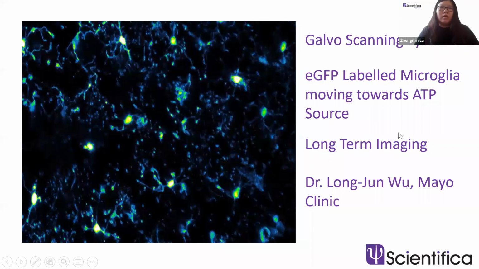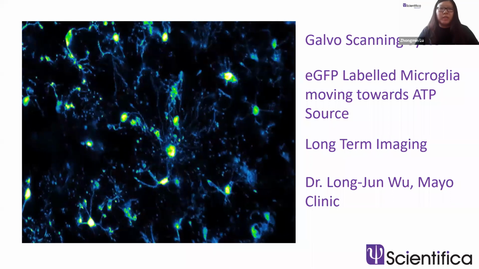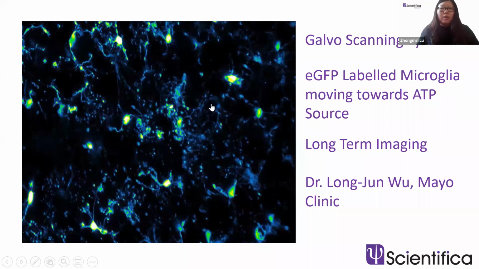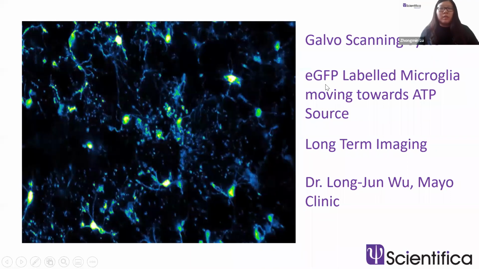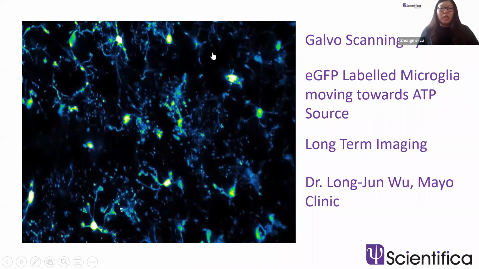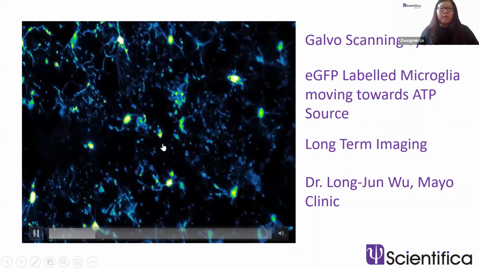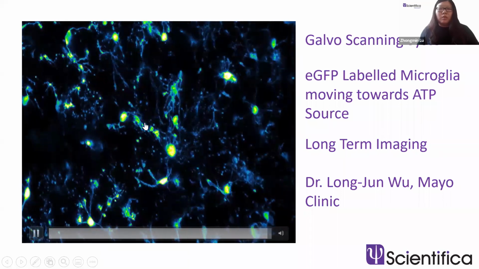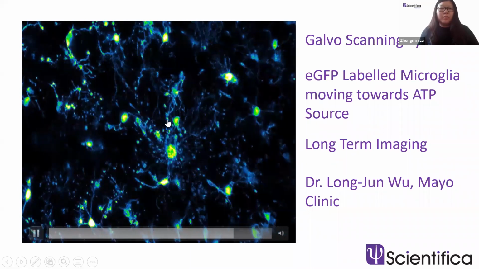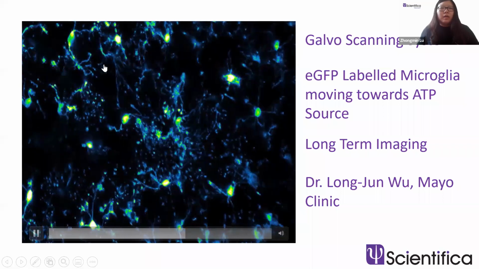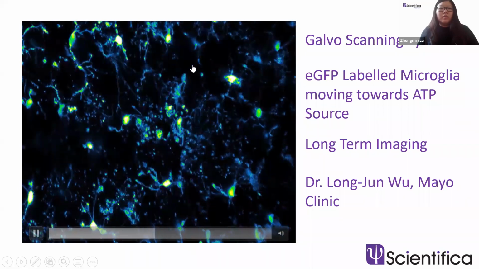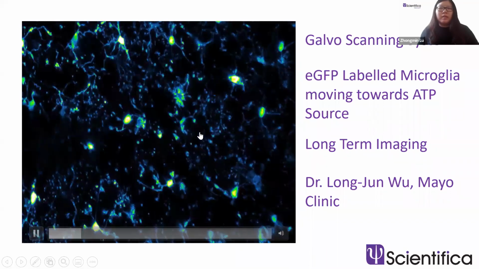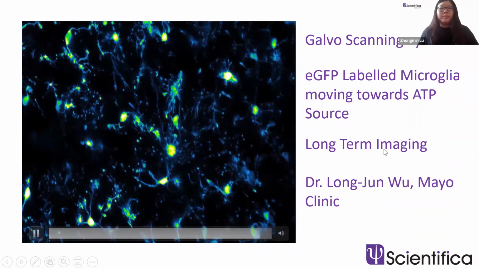Also, our system can empower research in the field of neuroimmunology. Microglia are the resident immune cells in the brain. And this is a really cool video showing that the experimenter from Dr. Longjun Wu's lab at Mayo Clinic put ATP salts here. You can see the processes of this microglia, and they go like crazy for this ATP.